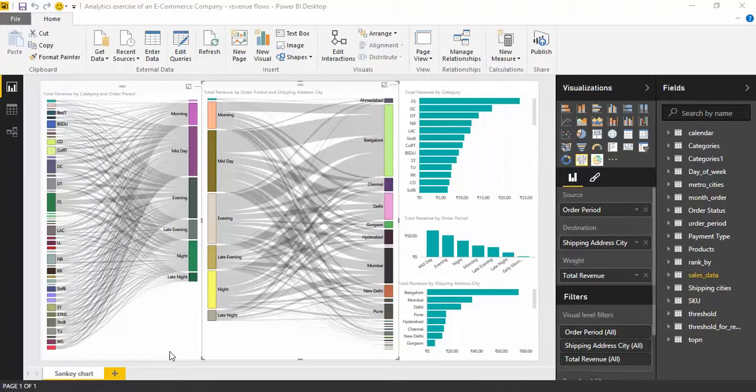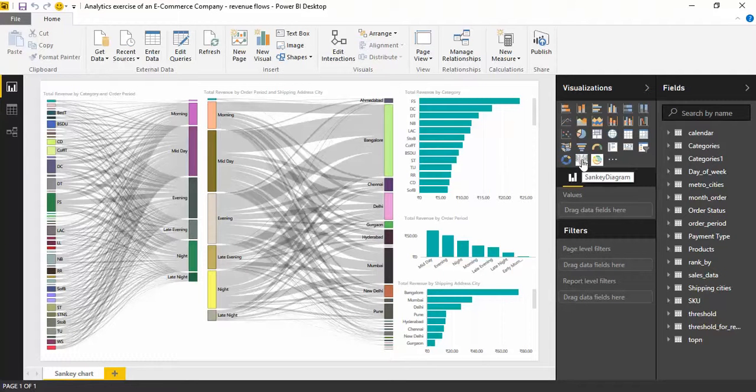And here I've imported a custom visual free of cost from the Microsoft website called the Sankey Diagram. So if I hover my mouse over here, you'll actually get to see there's something called a Sankey Diagram, which I've downloaded free of cost from the Microsoft website, and I've tried to see the revenue flows using this diagram. So here's what it is.